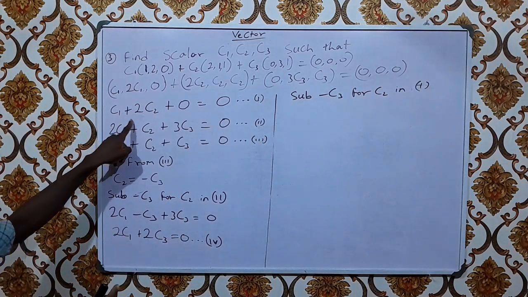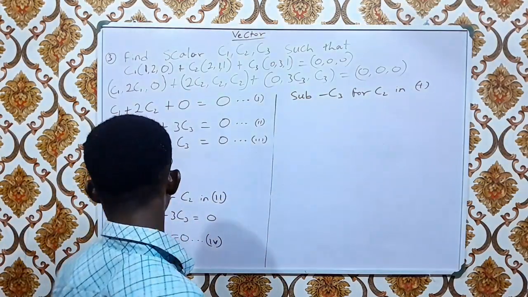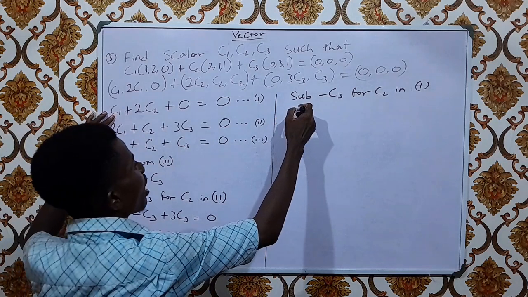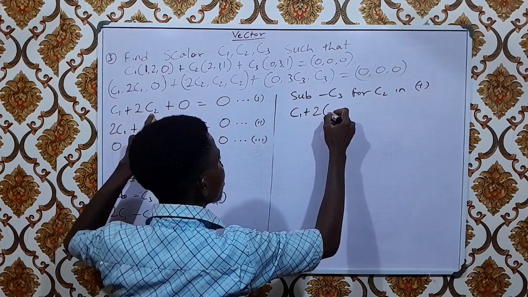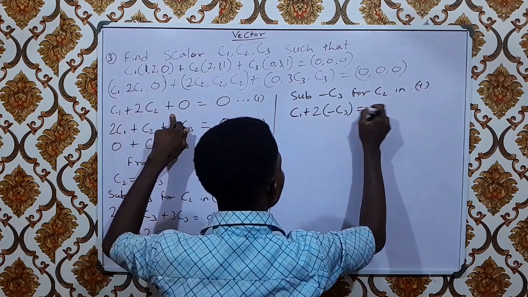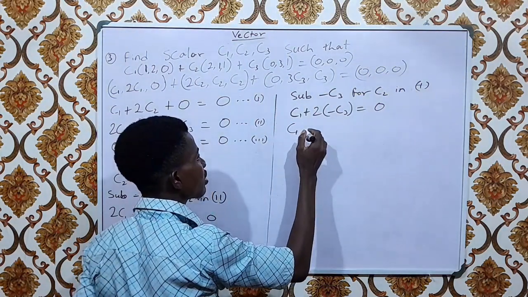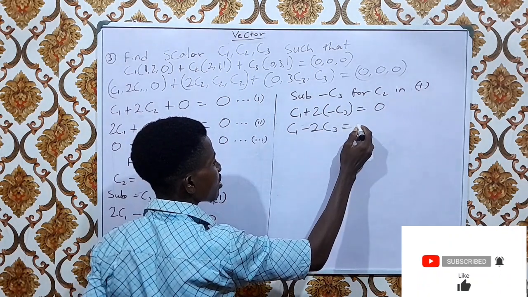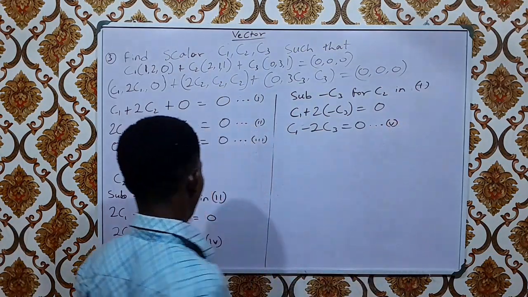Now look at our equation 1, C1 and 2C2. So anywhere we see C2, we put minus C3. So we now have that C1 plus 2 open bracket minus C3, is equal to 0. We open this bracket, we now have C1 plus 2 times this, which will give us minus 2C3 is equal to 0. So we can call this one equation 5.